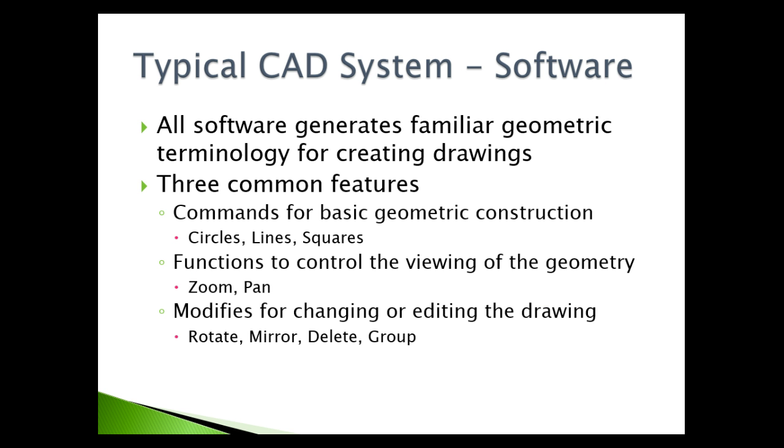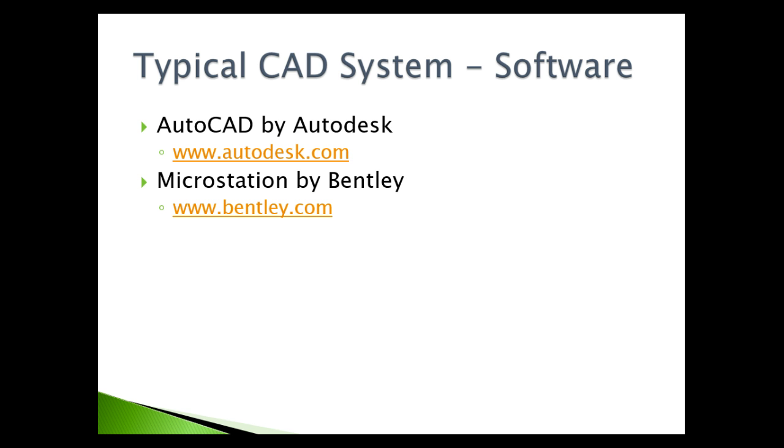So typically in your CAD system, there's lots of different types of CAD. We're going to use one particular system, but most of them have some common features. To create some basic geometric construction, circles, lines, squares, they have a function to be able to view that geometry, to zoom around on your drawing and to pan in. And then they also have commands that let you modify things, to rotate things, mirror, copy, cut, paste, those sort of things. So the two biggest makers of CAD software would be AutoCAD by Autodesk, and then you've got MicroStation by Bentley.